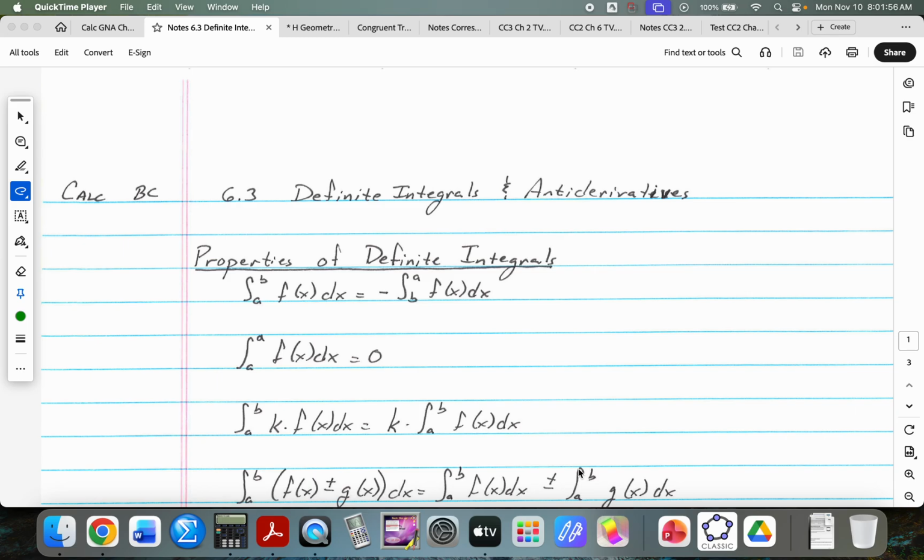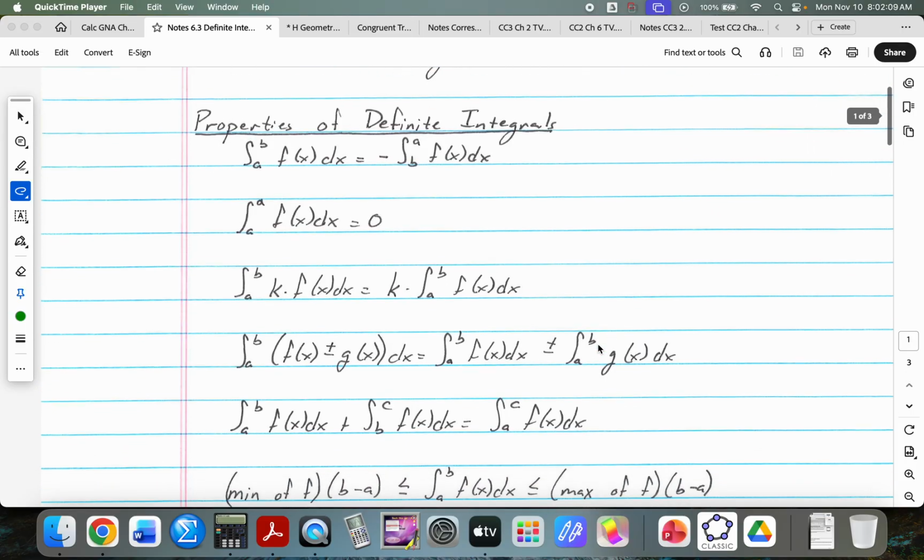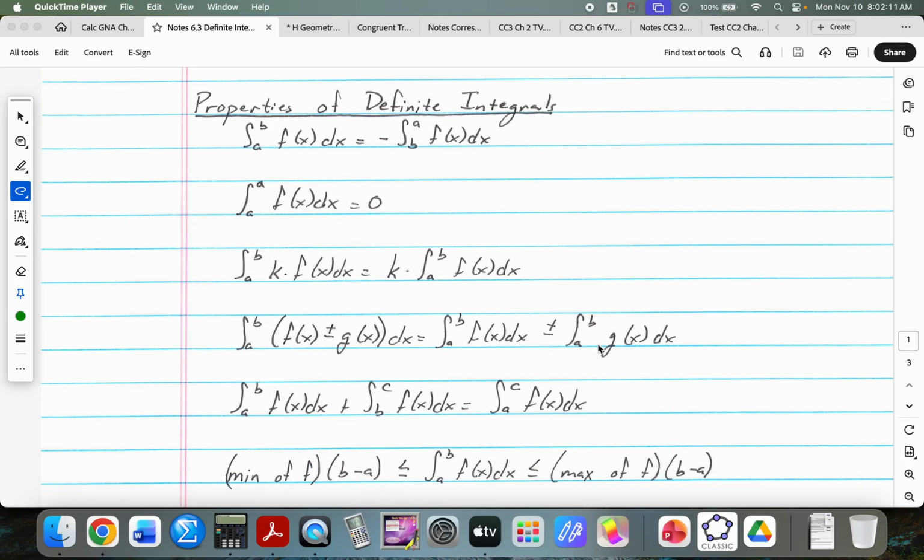get to learn some of the rules for finding antiderivatives. So we start with properties of definite integrals. So if you're doing the integral from a to b of f of x dx, that's going to be the opposite of the integral from b to a of f of x.